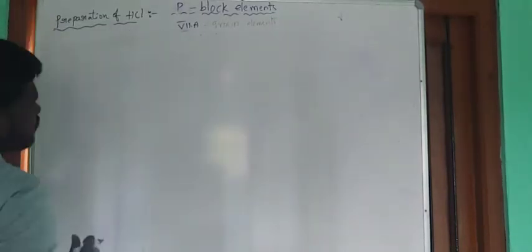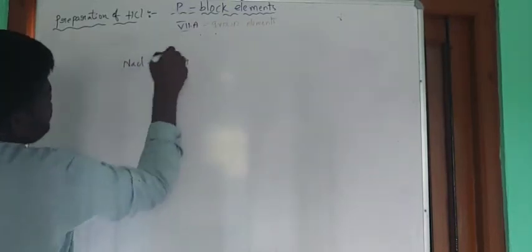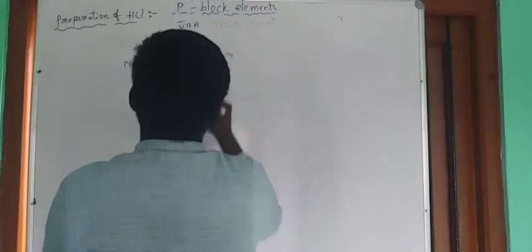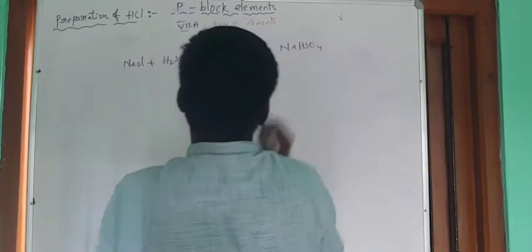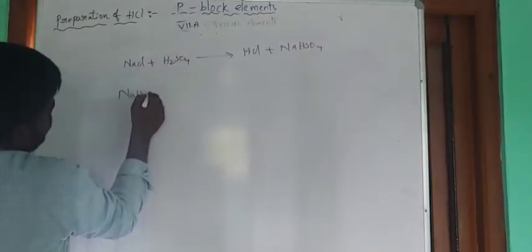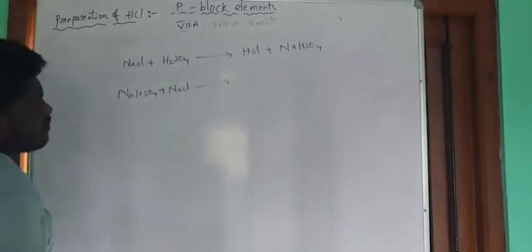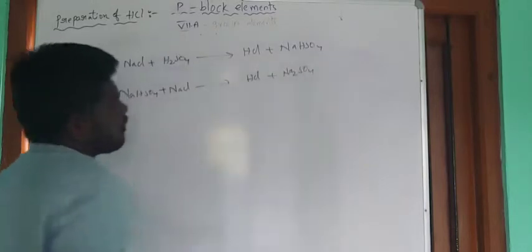So this hydrochloric acid we can prepare by treating NaCl with H2SO4. From this we can get HCl, and next we can get NaHSO4, sodium hydrogen sulfate. When this NaHSO4 is treated with 1 mole of NaCl, here also we can get HCl, and the byproduct is Na2SO4. So here simply a displacement reaction takes place guys.